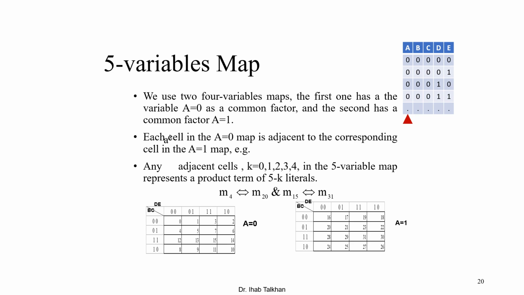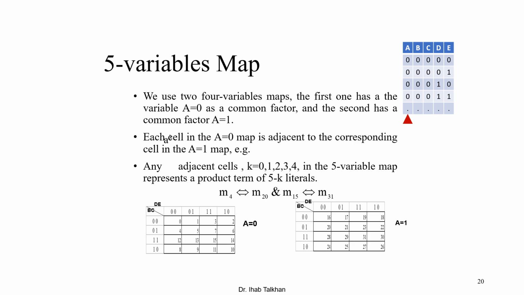This means that cell number 0 is adjacent to cell number 16, cell number 1 is adjacent to cell number 17, and so on. It is as if you are taking this map and putting it on top of the other one. This is what we call bridging, or layer 1 and layer 2. As you can see here, M4 is adjacent to M20, and M15 is adjacent to M31. So the adjacency now is not only horizontal or vertical, it also goes in a 3-dimensional direction, with cells on top of each other.